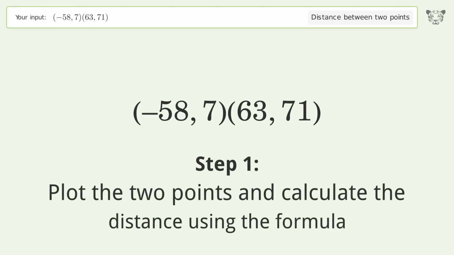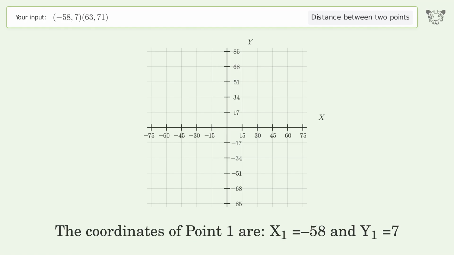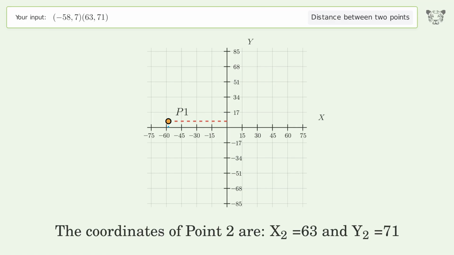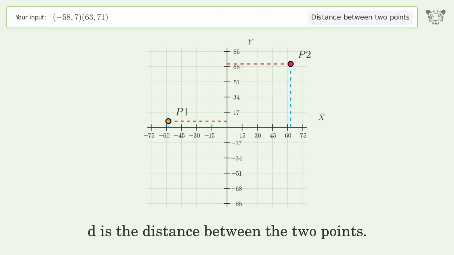Plot the 2 points and calculate the distance using the formula. The coordinates of point 1 are, x1 equals -58 and y1 equals 7. The coordinates of point 2 are, x2 equals 63 and y2 equals 71. D is the distance between the 2 points.